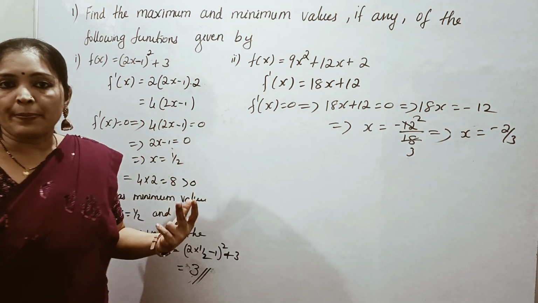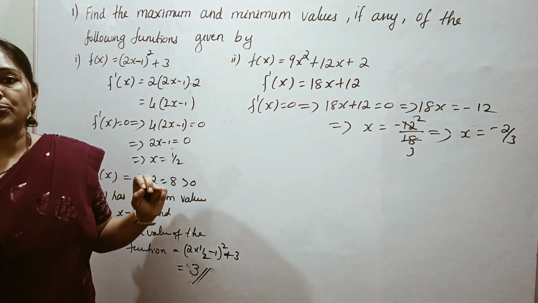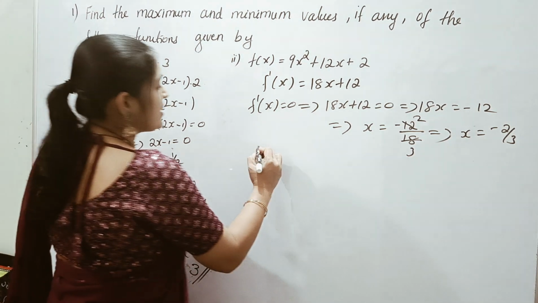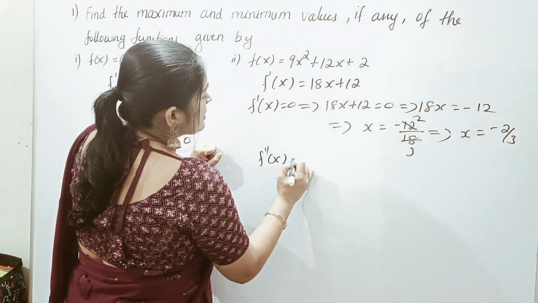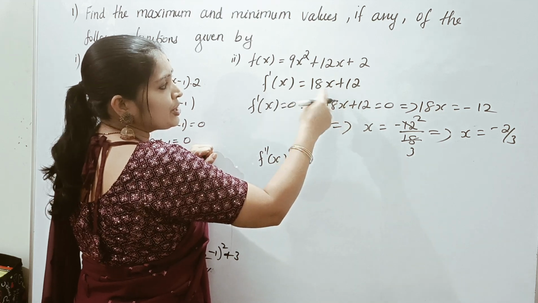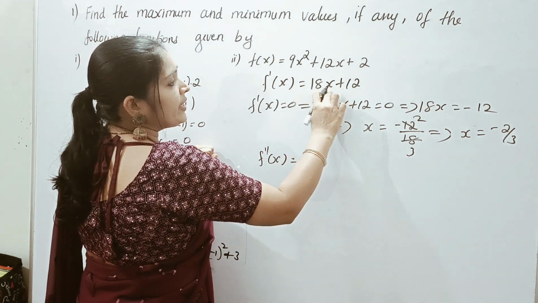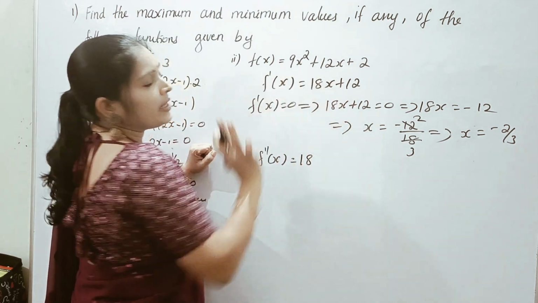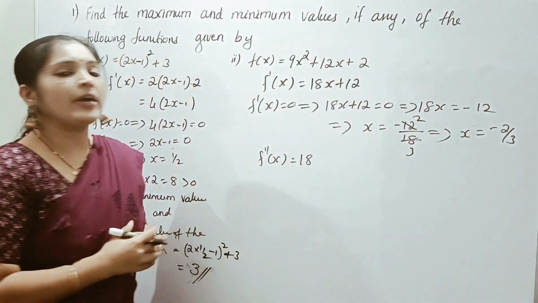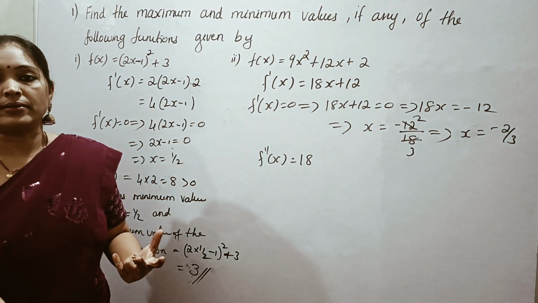Okay, so the next step is to find the second derivative, that is the derivative of f dash of x with respect to x. So f double dash of x is equal to the derivative of our f dash of x. The derivative of 18x is 18 and the derivative of 12 is 0. Okay, so here, see, we have got f double dash of x is equal to 18.